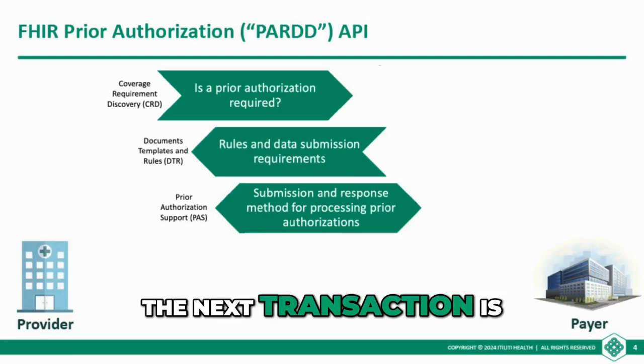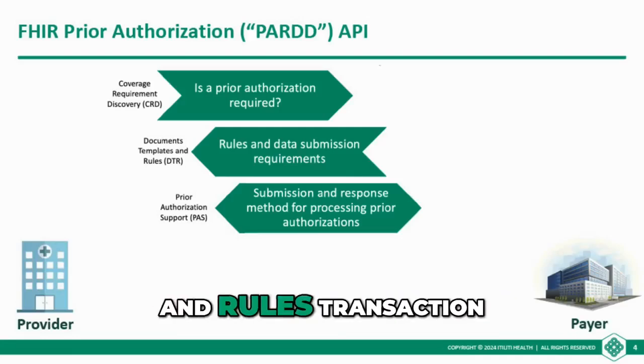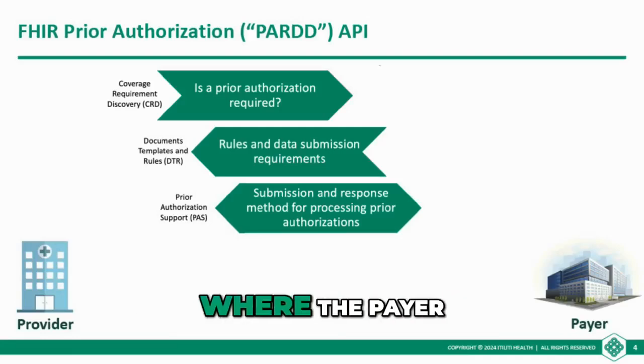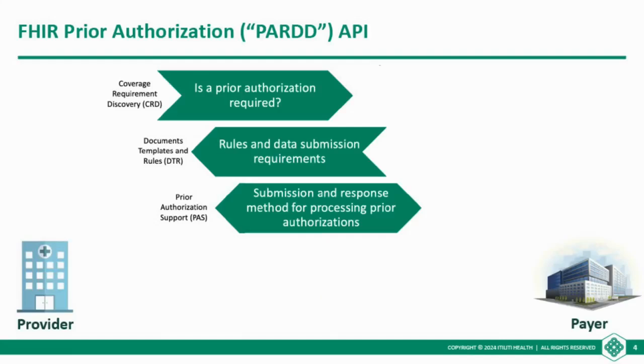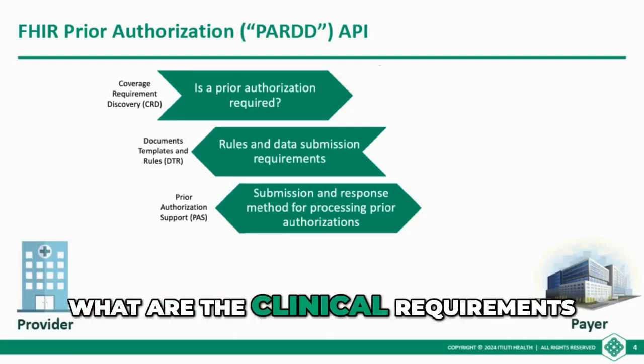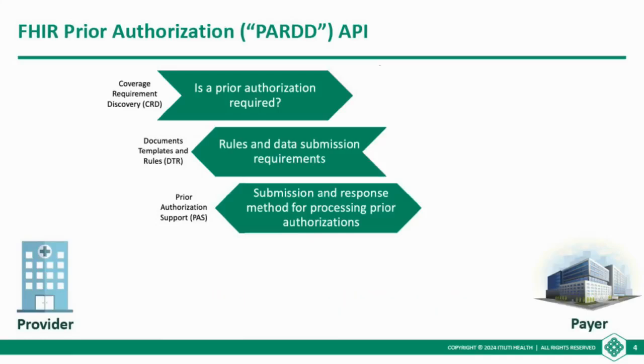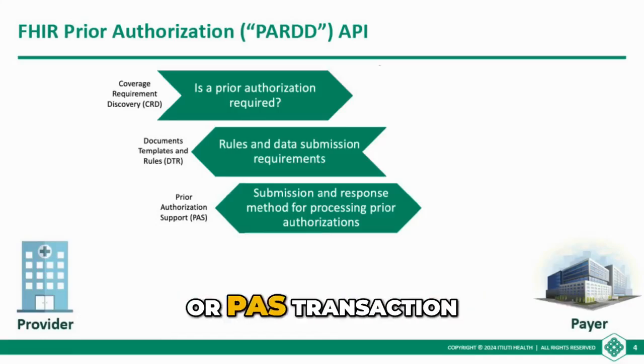The next transaction is the document templates and rules transaction, and this is where the payer tells the provider, for this patient and this requirement, what do we need to see? What are the clinical requirements and what do you need to submit? And then the last transaction is the prior authorization support, or PAS transaction.